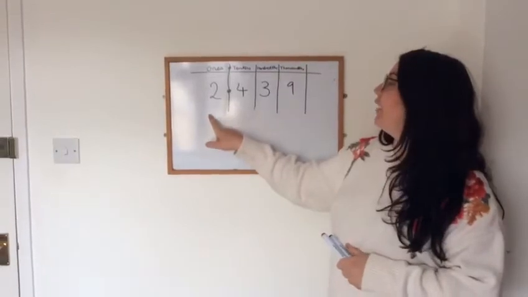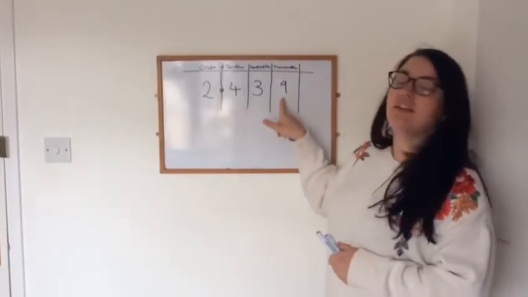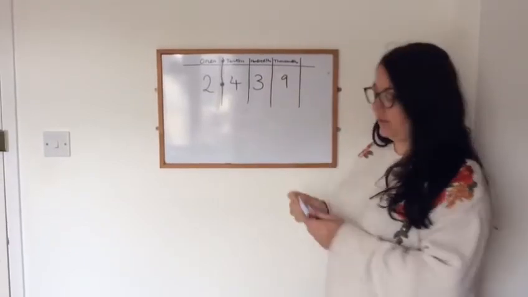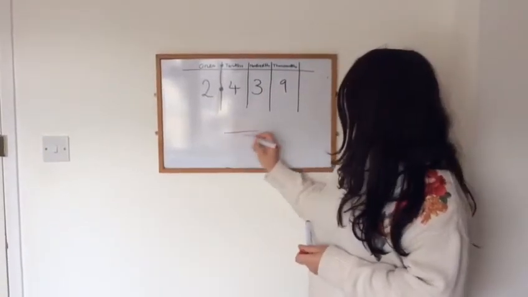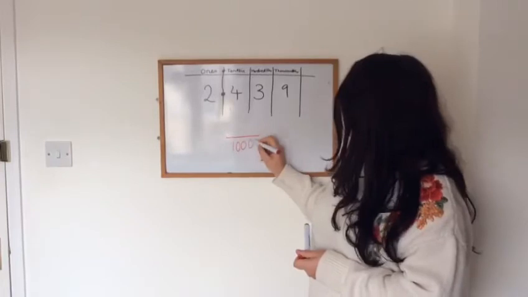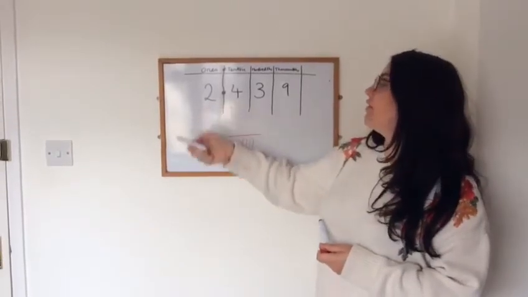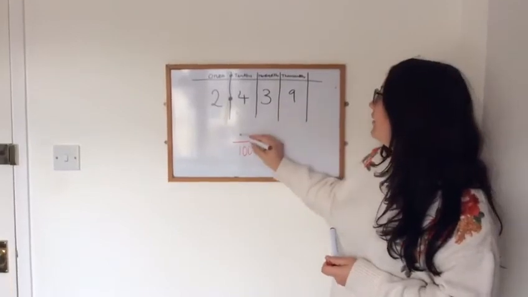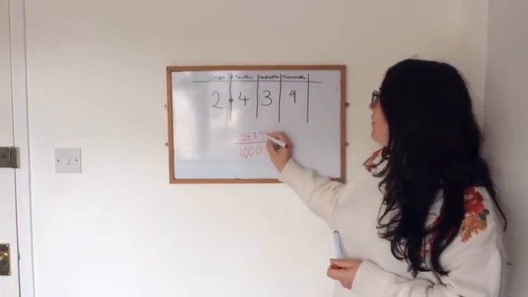Okay, so looking at our number, you should notice the 9 is the last digit, so it must be out of 1000. We have 2 whole numbers, so it must be 2439 thousandths.